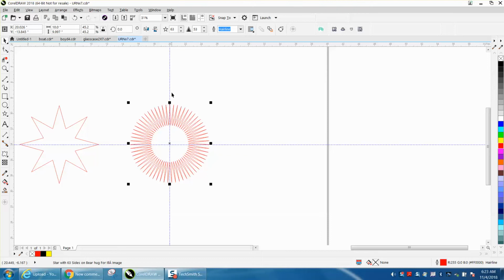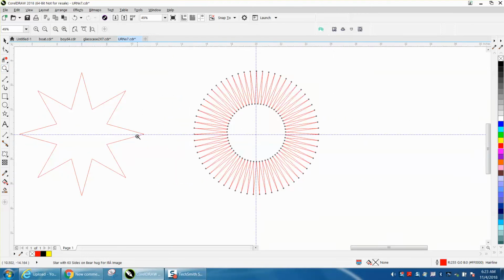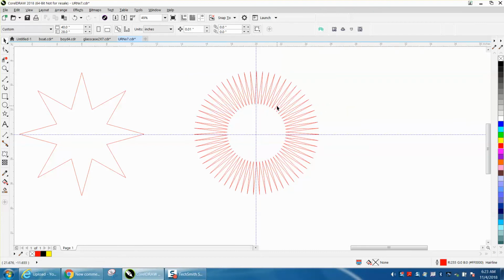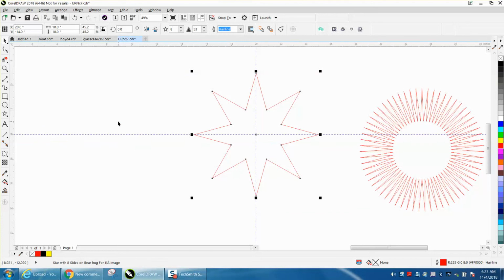But anyway, his question, and the real reason for the video, is he's got a star here, let's say an 8-sided star, and he hit P on the keyboard, and it is exactly 10 by 10, where this star is 10 by 9.997. He was asking why it's different, because they both started out at 10. Well, you can see the difference right here.